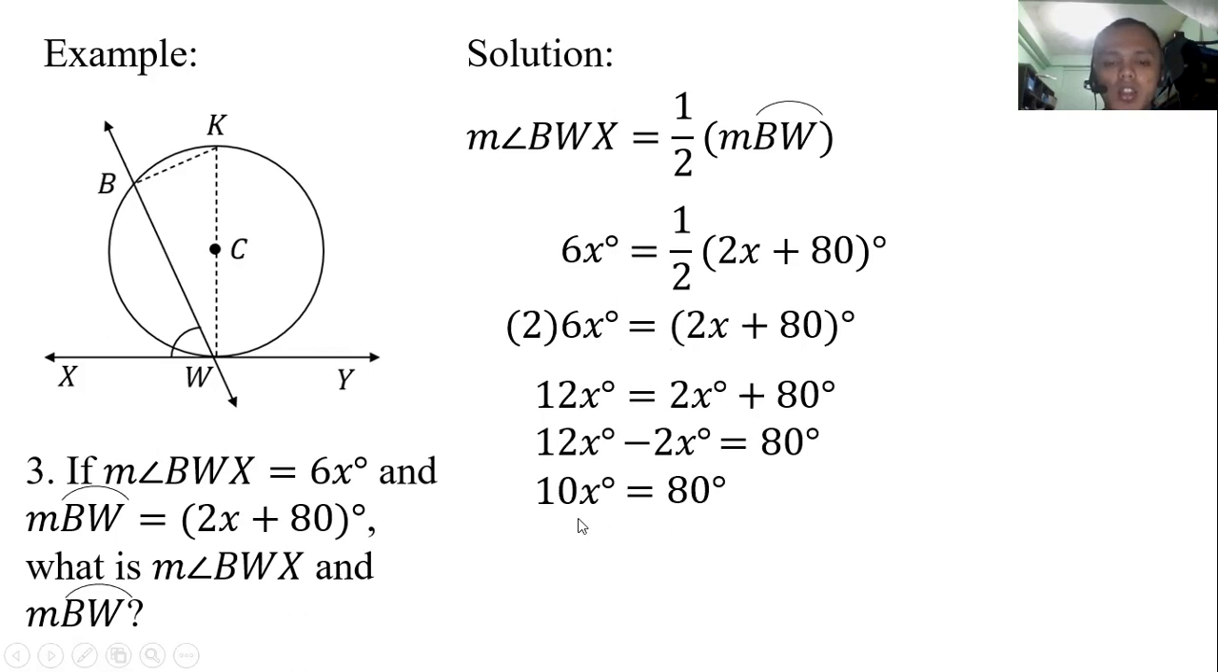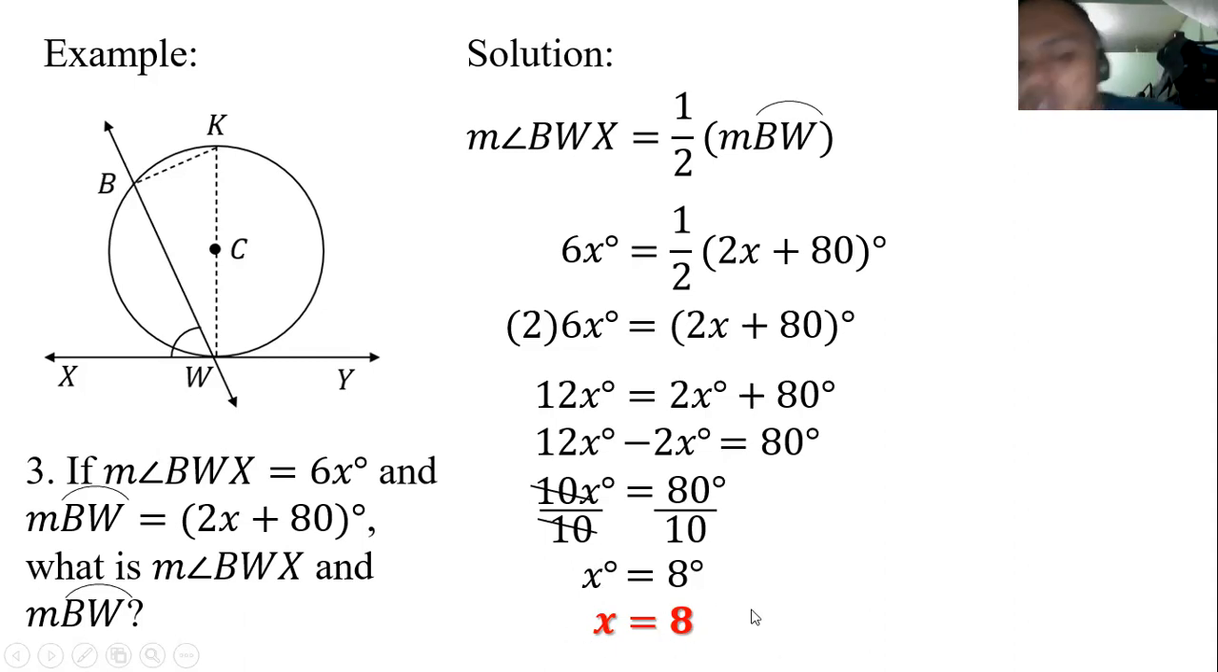Then divide both sides by 10, sorry, not 80, by 10. Cancel this out. We have x equal to 80 divided by 10, which is 8. So x is equal to 8. Our first step is to find the value of x so that we can find the measure of angle BWX and the measure of arc BW.